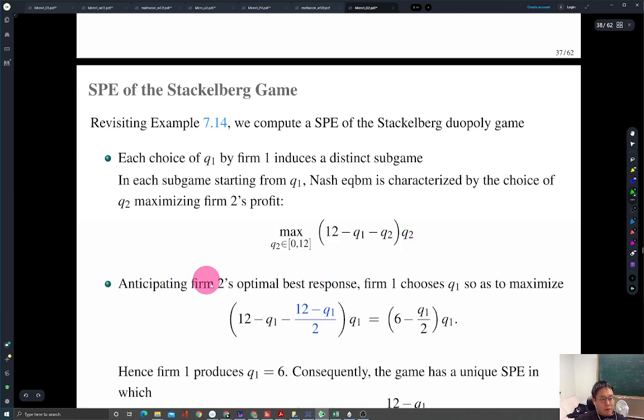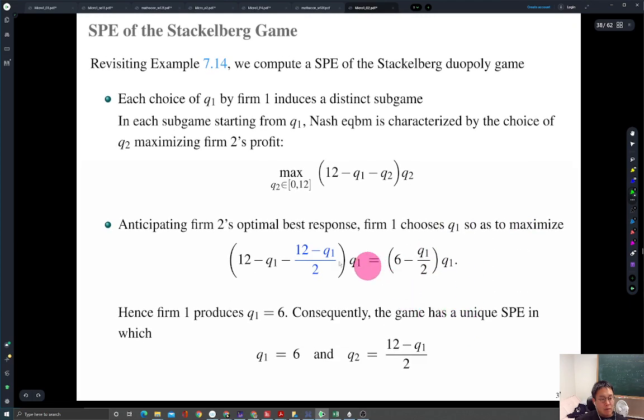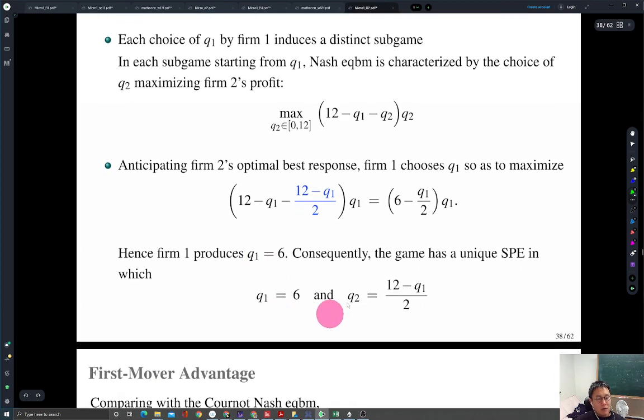Alright, so anticipating firm 2's optimal best response, firm 1 chooses Q1, his own quantity, so as to maximize his own profit. After substitution, this is now a function of Q1 only. So firm 1's best response can be easily computed from the first order condition. Firm 1 produces 6 units. So this game has a unique subgame perfect equilibrium.